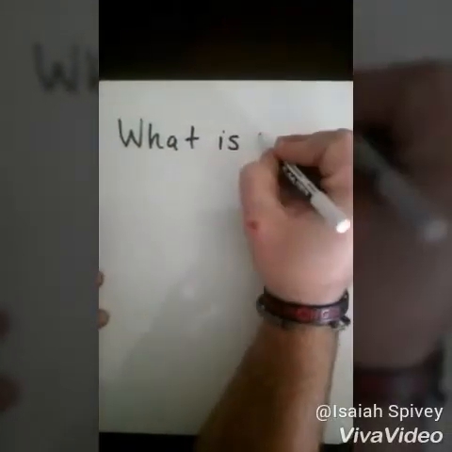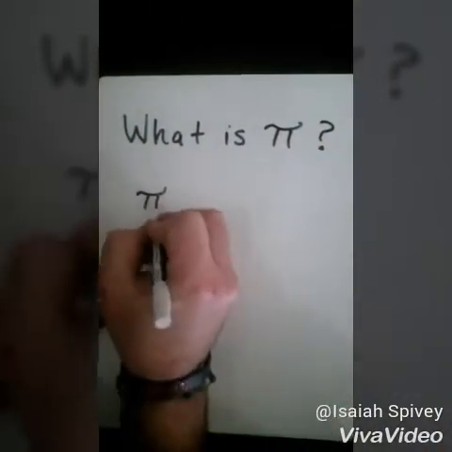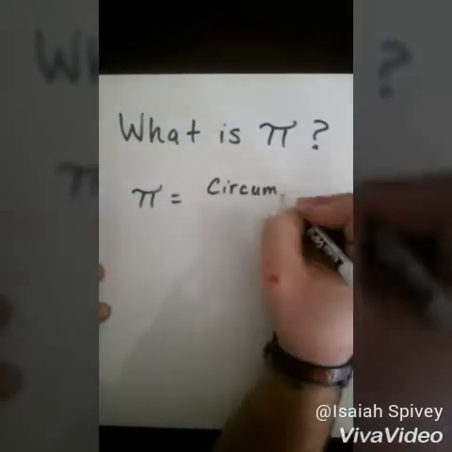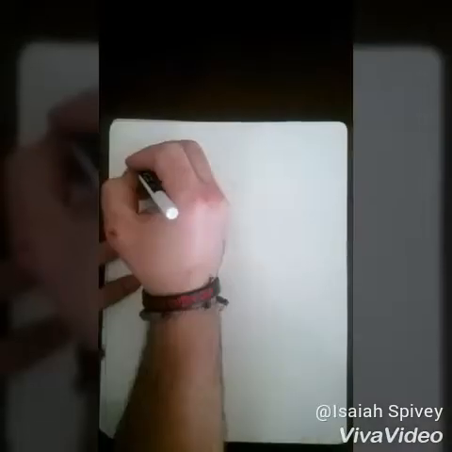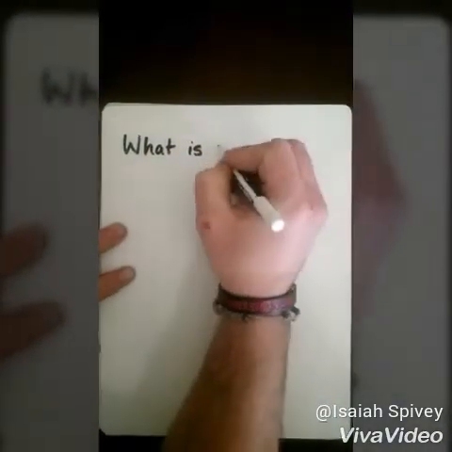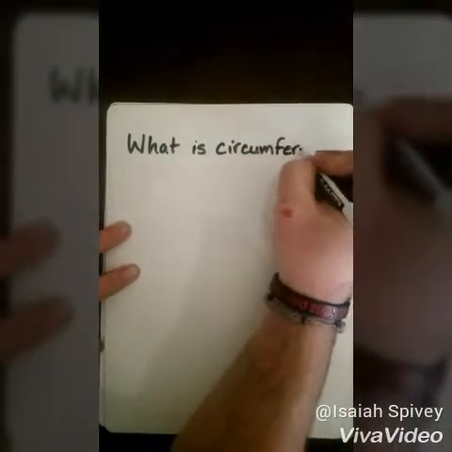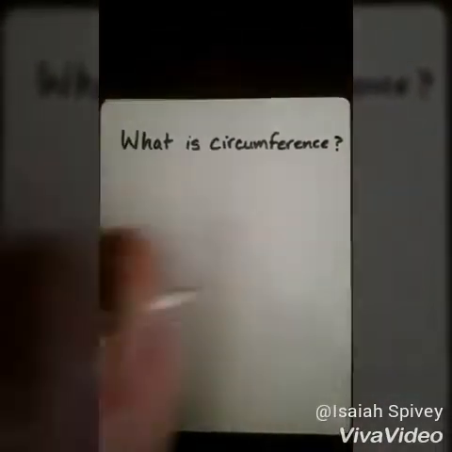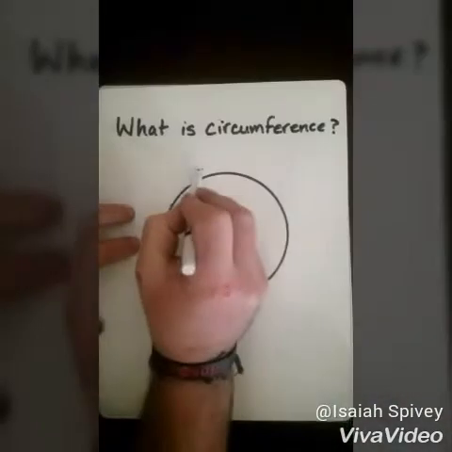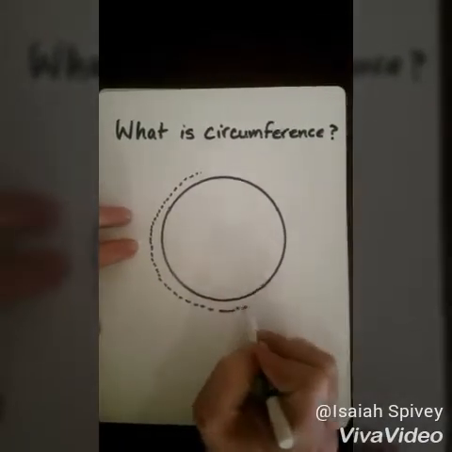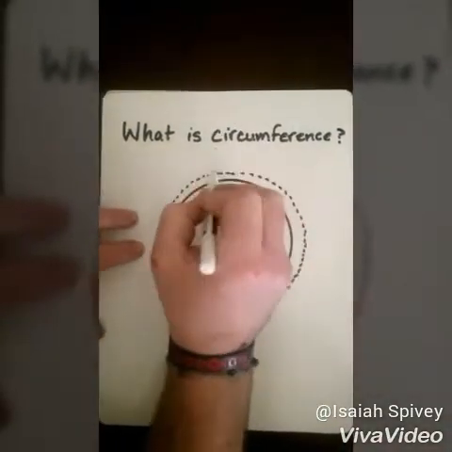What is pi? A lot of people think it's just 3.14, but it goes much further than that. It is actually the ratio of the circle's circumference over its diameter. So you're going to need to know what the circumference is. The circumference is the distance all the way around the circle. It can be difficult to measure, but I'm going to show you how.